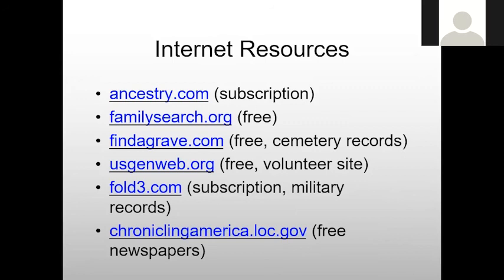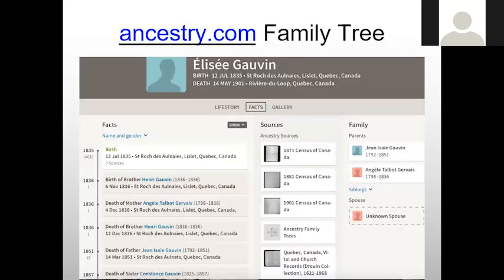It does have some census records, but it's primarily a military record site. And one of their main things that they have is War of 1812 records. And Chronicling America is the Library of Congress website, and it's a free website where you can look up newspapers. They have a vast collection of newspapers.